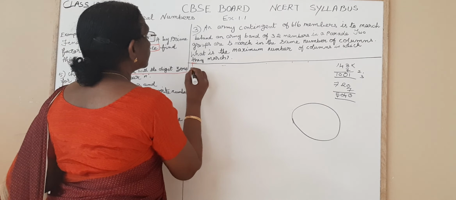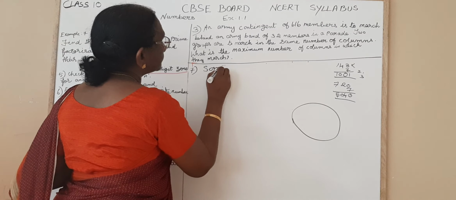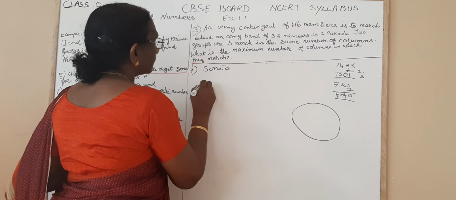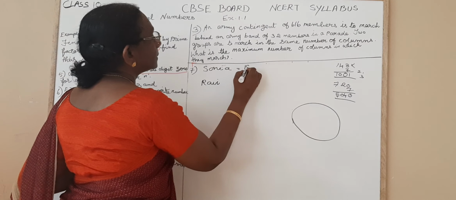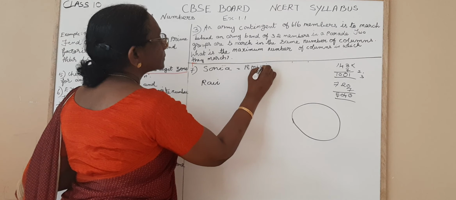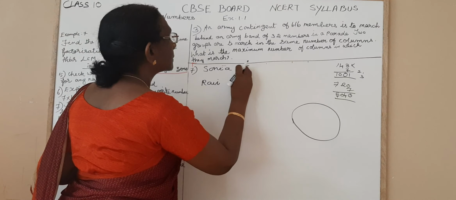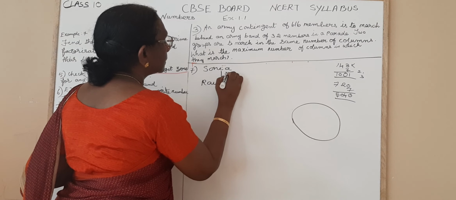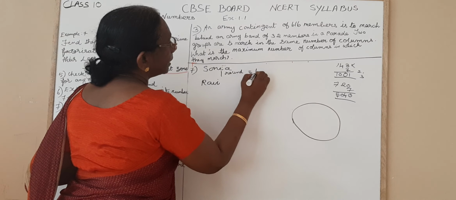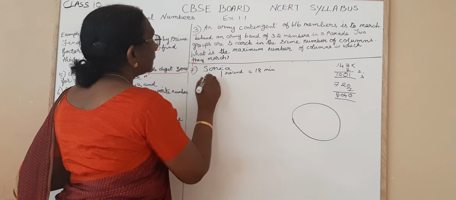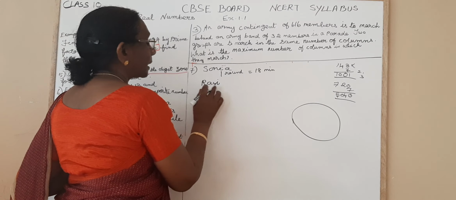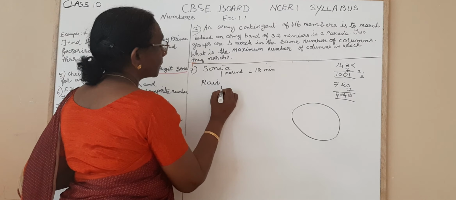Sum number 7, Sonia and Ravi. Okay, he takes how many minutes? 18 minutes for one round. For one round, he takes 18 minutes. And Ravi, he takes 12 minutes for one round.